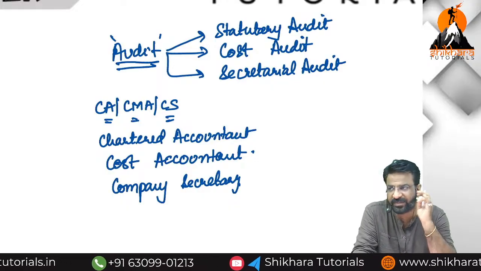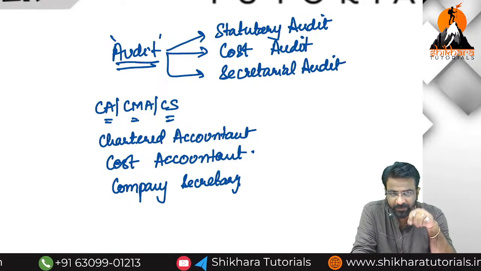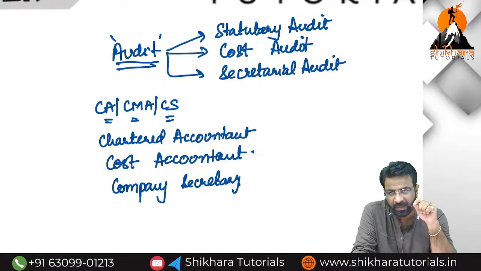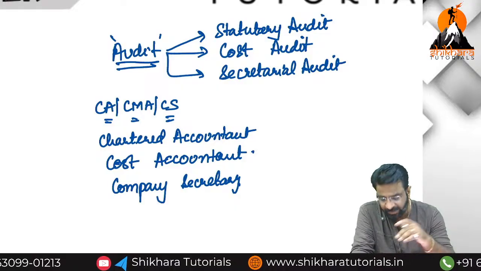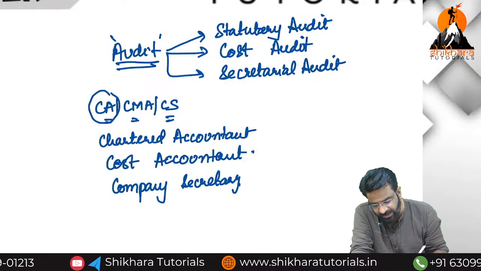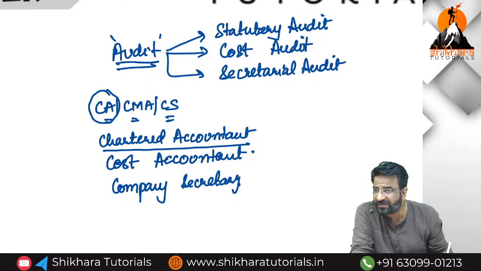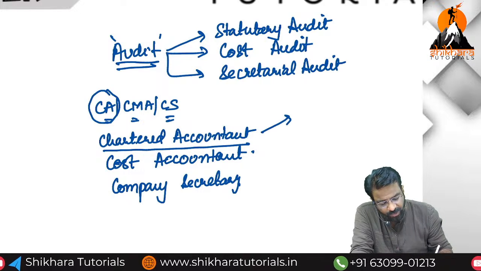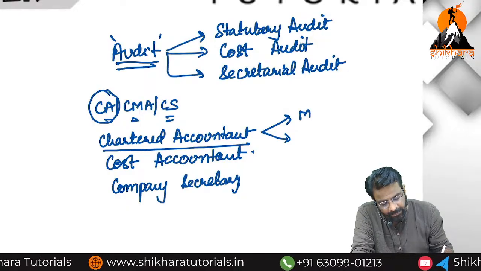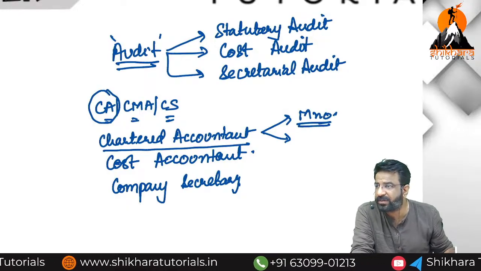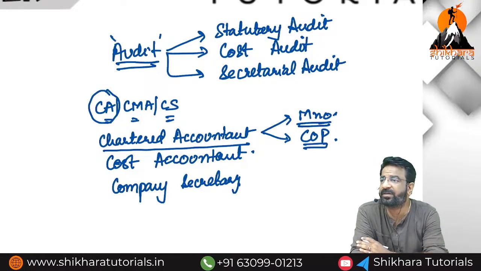If you are calling someone a CA and someone a chartered accountant, someone a CMA and a cost accountant, someone a CS and a company secretary, what is the difference? This CA is different from this chartered accountant. How? To call yourself a chartered accountant, you need to hold two things from your institute. Thing number one, membership number. Second thing you need is COP. What is COP? Certificate of practice.